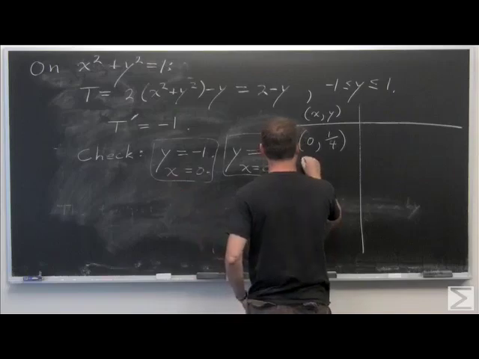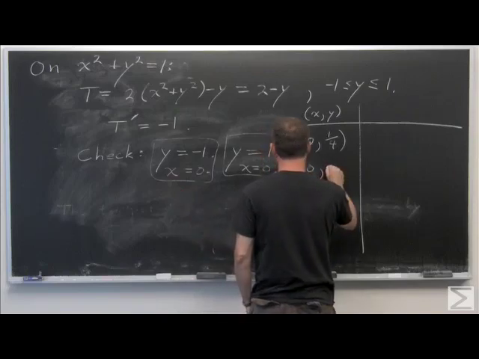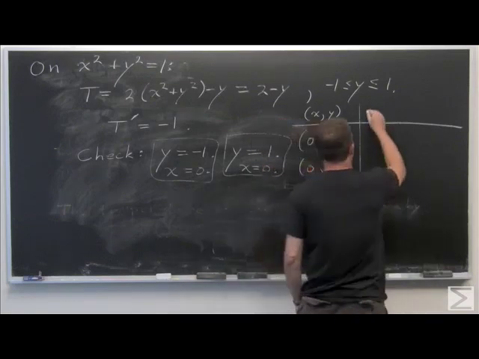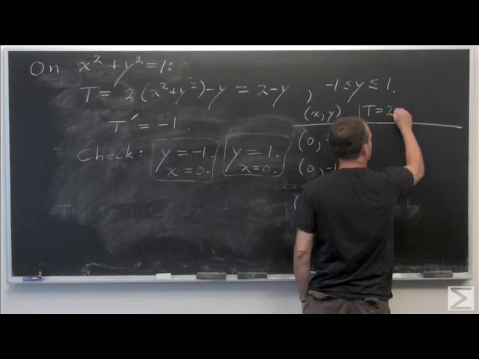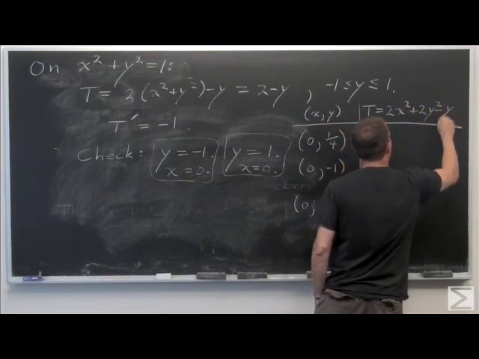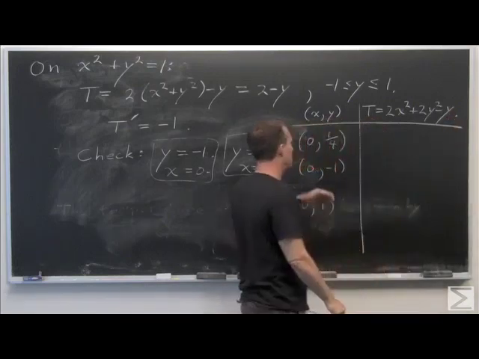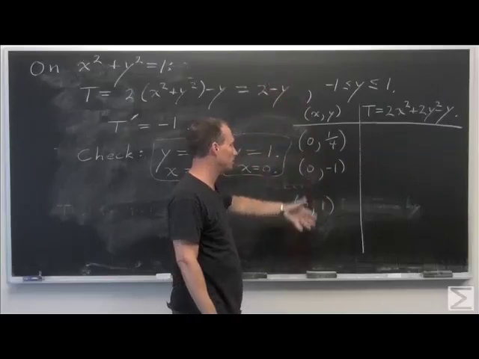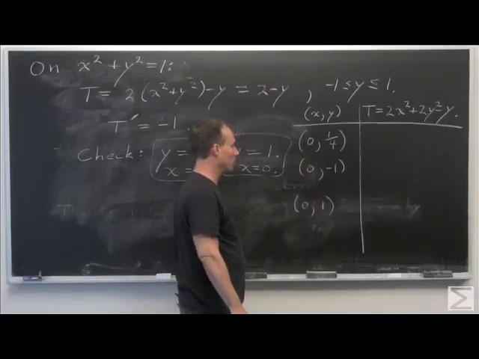And then there were these 2 points on the boundary. X is 0, y is minus 1. X is 0, and y is 1. And our function, T, is x squared plus 2y squared minus y. And what you do at this point is just plug these in and see where T is the biggest and T is smallest. These are the only places where the global maximum, global minimum can occur.